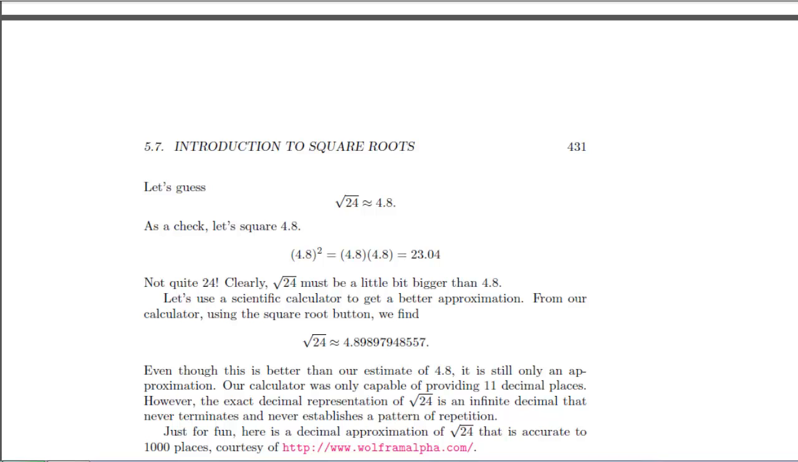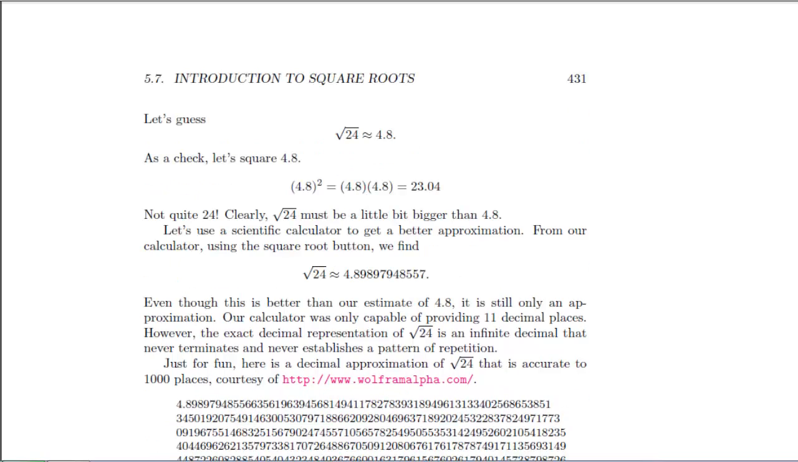As a check, let's square. 4.8 squared equals 4.8 times 4.8 equals 23.04, not quite 24. Clearly, square root of 24 must be a little bit bigger than 4.8. Let's use a scientific calculator to get a better approximation. From our calculator, using the square root button, we find that square root of 24 approximately equals 4.898979485557. Even though this is better than our estimate of 4.8, it's still only an approximation.